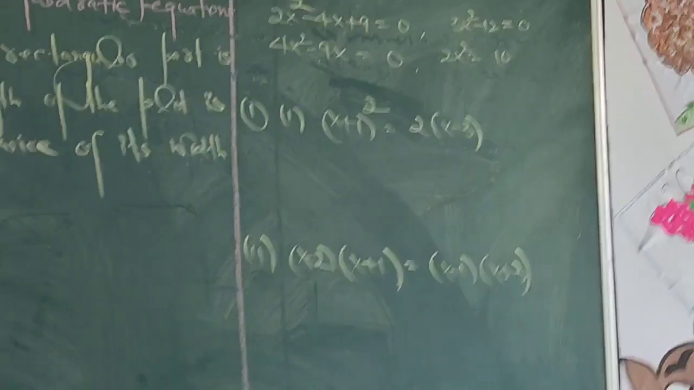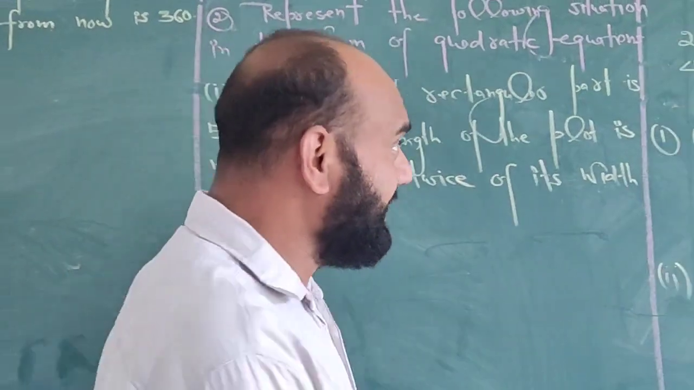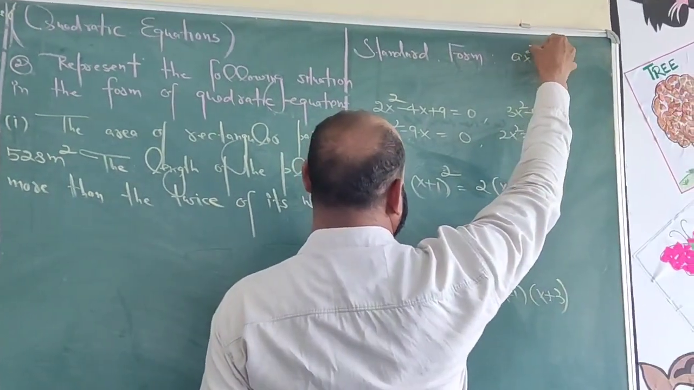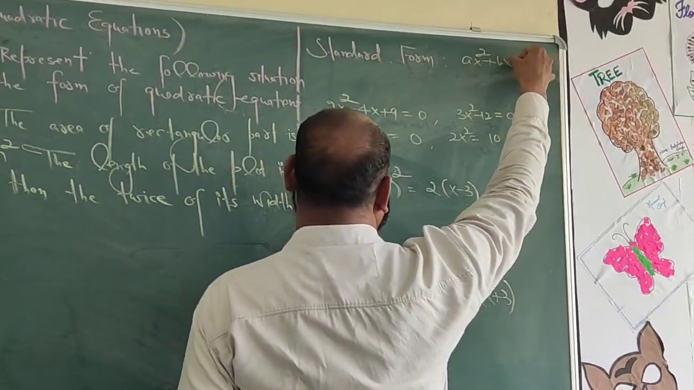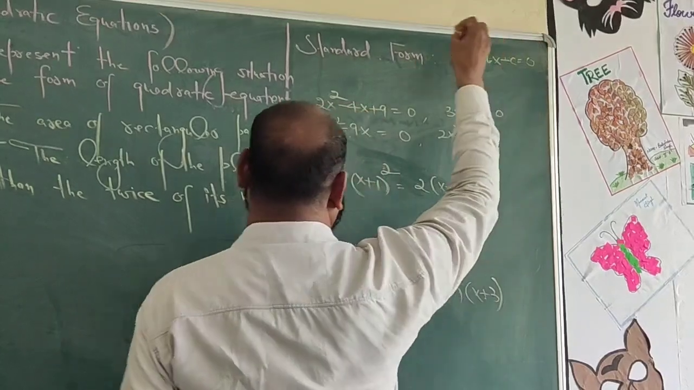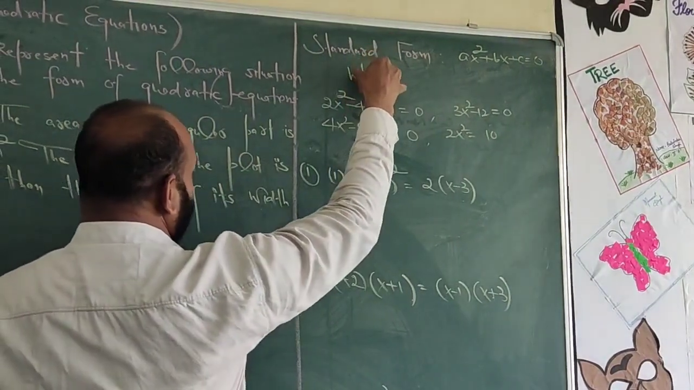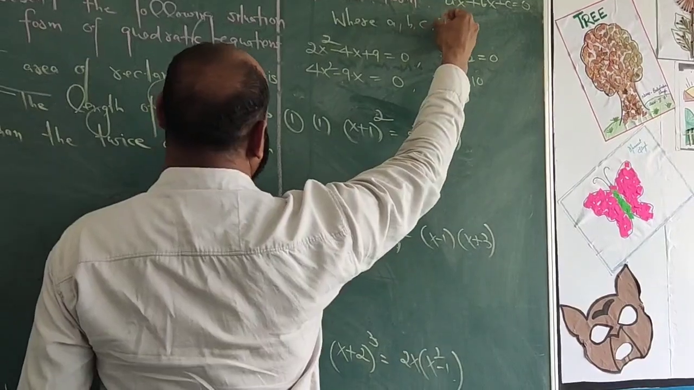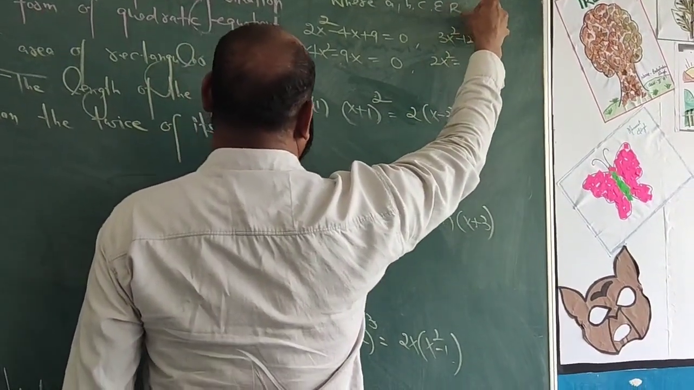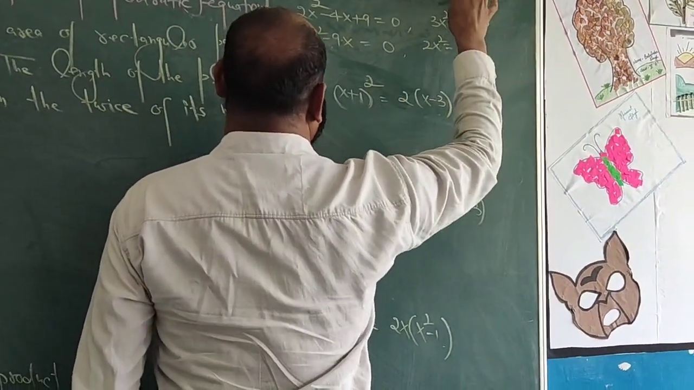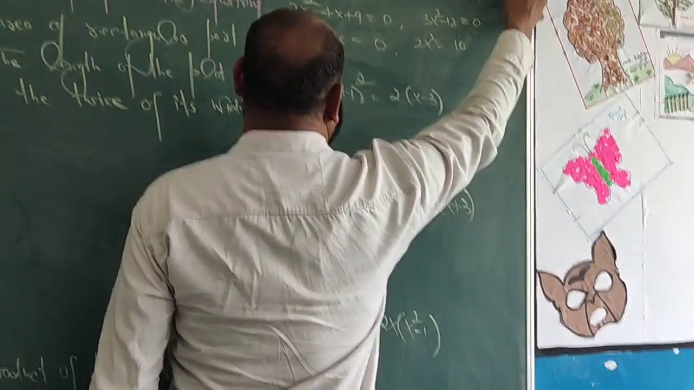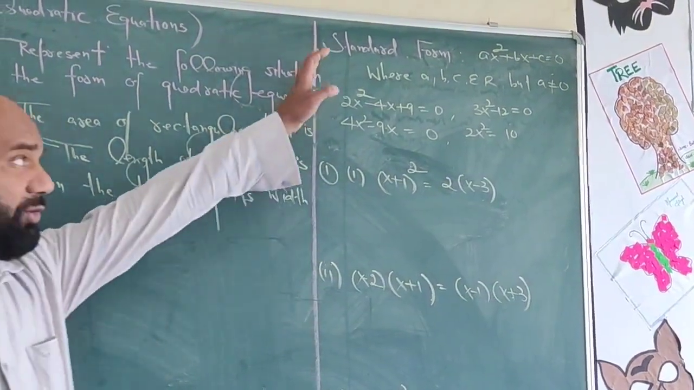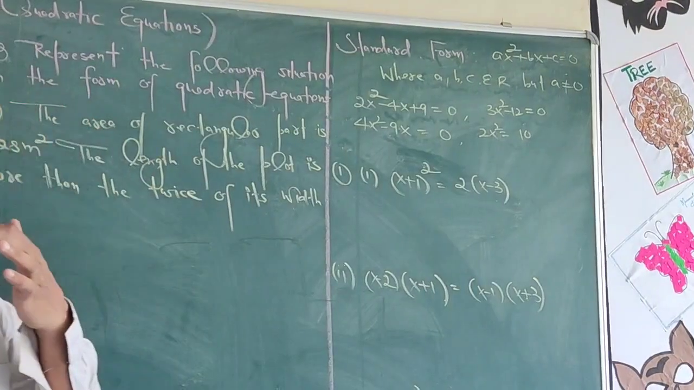In other words, we can say that any equation which is of the form ax square plus bx plus c is equal to 0, where a, b, c belong to real numbers, but a is never equal to 0, is said to be a quadratic equation. And it is also said to be the standard form of a quadratic equation.